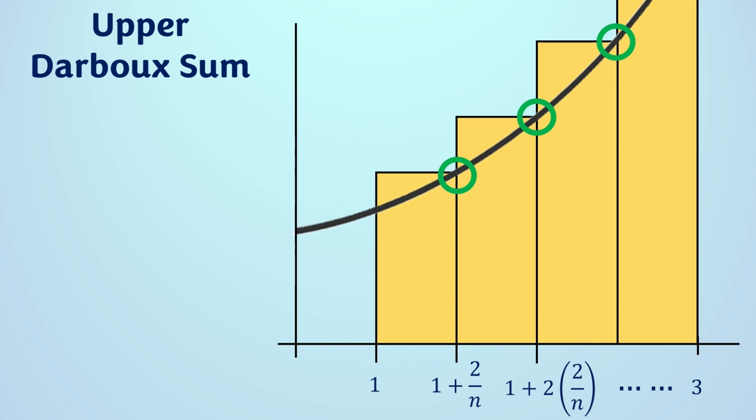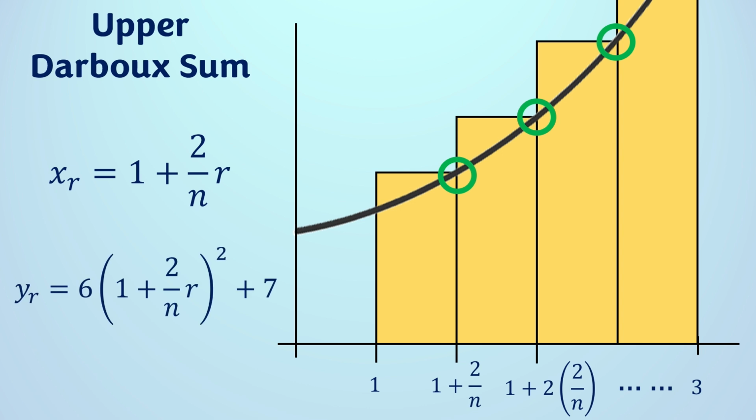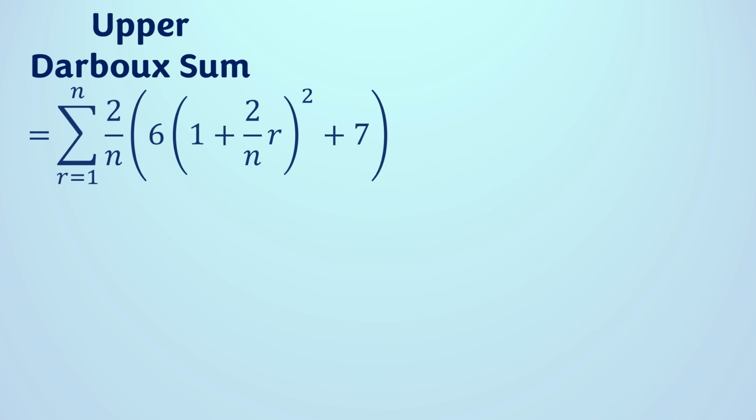So we could then work out the r term for the sequence of x values that provides the right hand side for each of those rectangles. Take those x values, plug them into the function to get the r term for the y values, which is ultimately going to be deciding the height of the rectangles. And then we could work out the upper Darboux sum by ultimately taking those y values, the heights, and multiplying them by the width of each rectangle, which is 2 over n, as calculated in the second example we did.